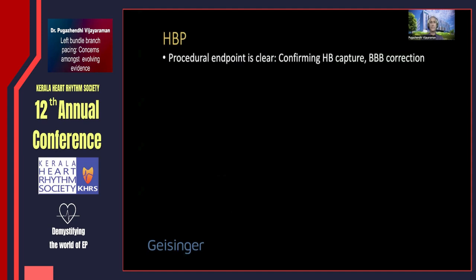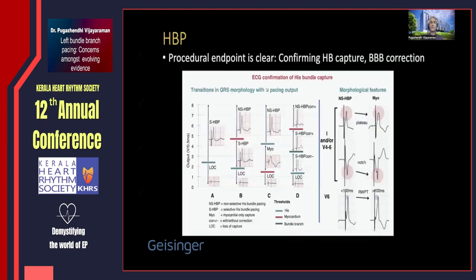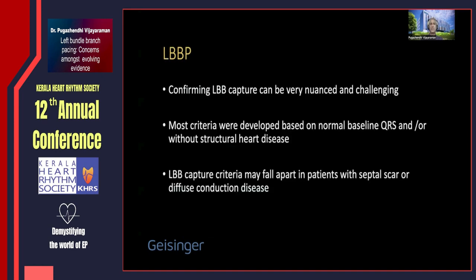While with His bundle pacing, it's very clear regarding the procedural endpoint. We can confirm His bundle capture. We can clearly see when there is left bundle branch block correction or right bundle branch block correction. The criteria have been laid out, and in more than 95% of patients who undergo His bundle pacing, it's very clear that you can define them well. And so it's not as much of an issue.